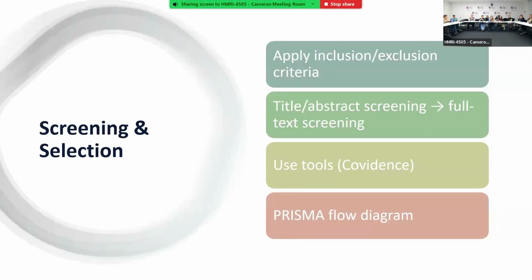Okay, selection and screening. So this is where your protocol and your predefined question is key. You apply your inclusion and exclusion criteria. And the way you do it is usually you do a title screen and then an abstract screen. Sometimes those steps are combined. And then you move on to full text screen.